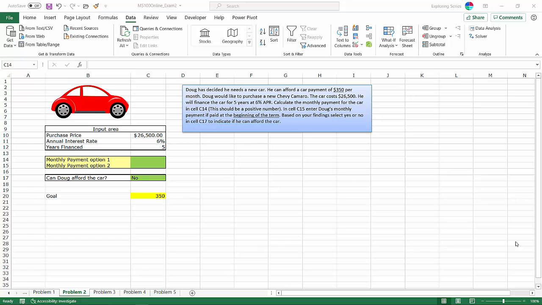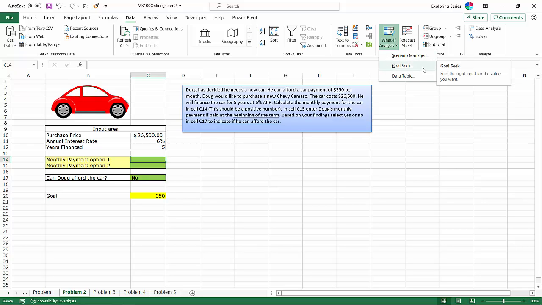So now what is GoalSeek? What does GoalSeek do? Well, first of all, if you're on a PC, GoalSeek is located under the Data tab on the ribbon inside the Forecast group underneath What If Analysis. Now, there's several different features in What If Analysis that you can use. Today, we're going to talk about arguably the easiest one, which is GoalSeek. So now what can that do for you?